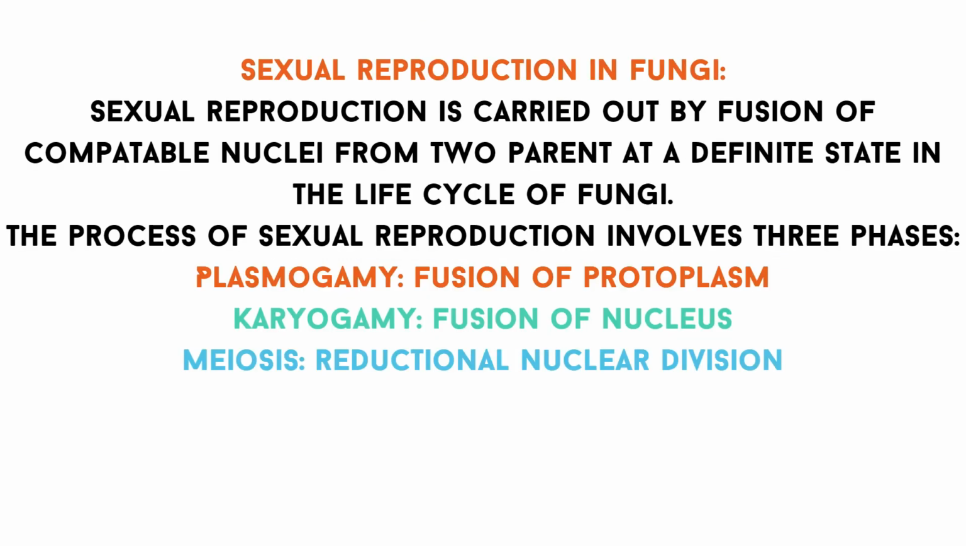The sexual reproduction in fungi. Sexual reproduction is carried out by fusion of compatible nuclei from two parents at a definite stage in the life cycle of fungi. The process of sexual reproduction involves three major phases. The first phase is plasmogamy, fusion of protoplasm. The second phase is karyogamy, fusion of nuclei. The third phase is meiosis, reductional nuclear division.